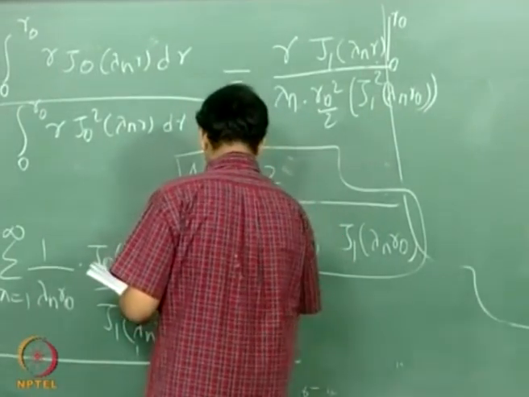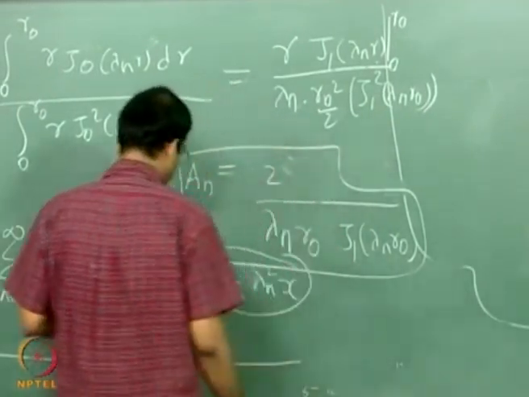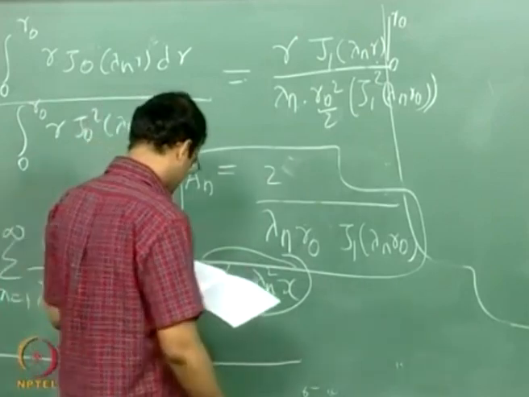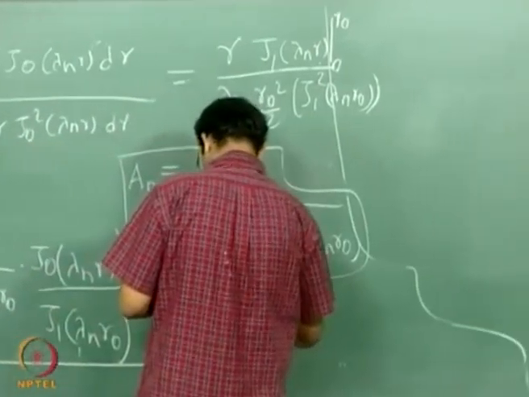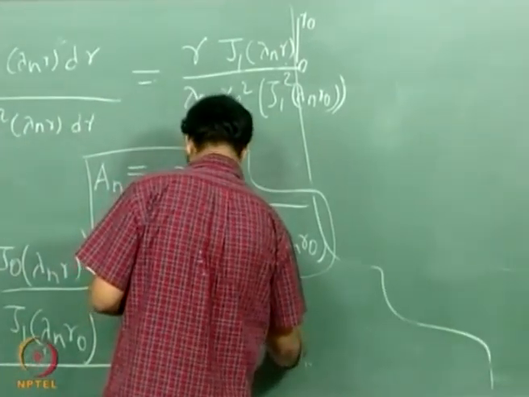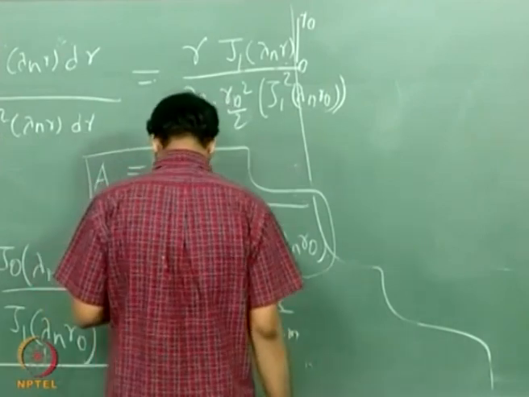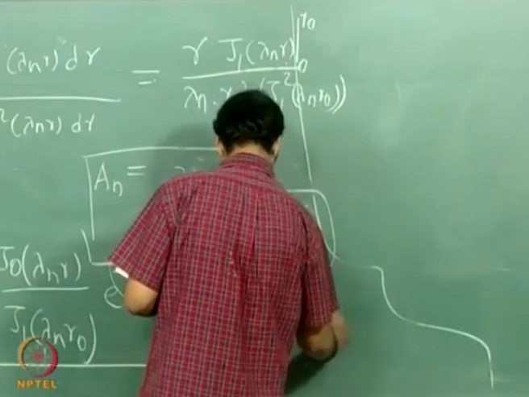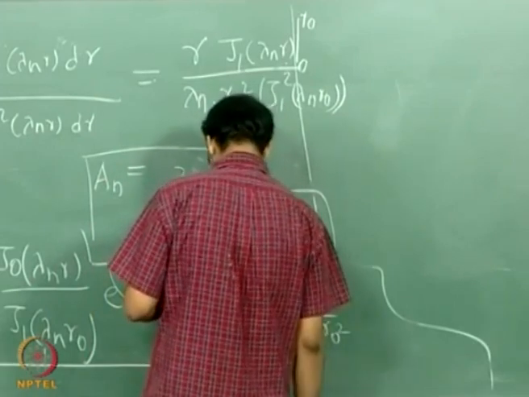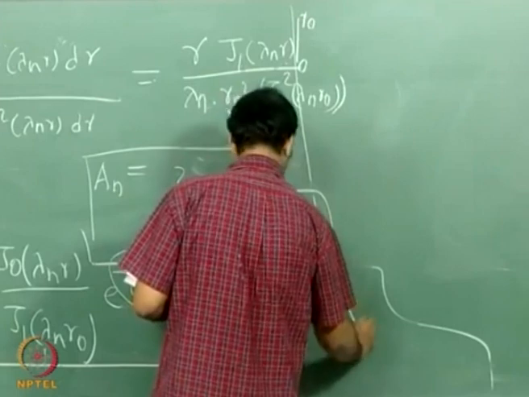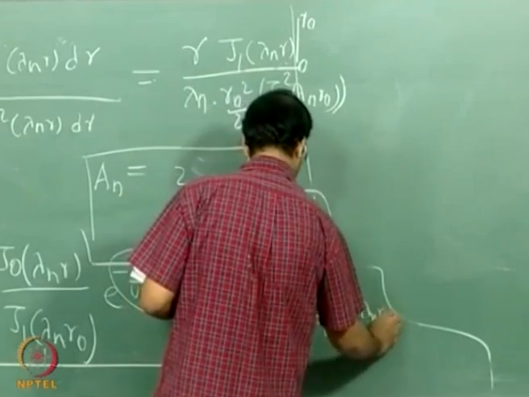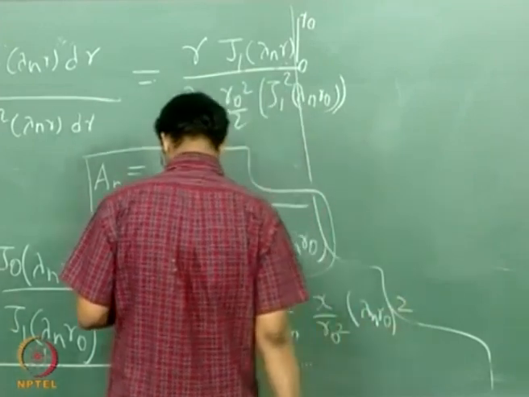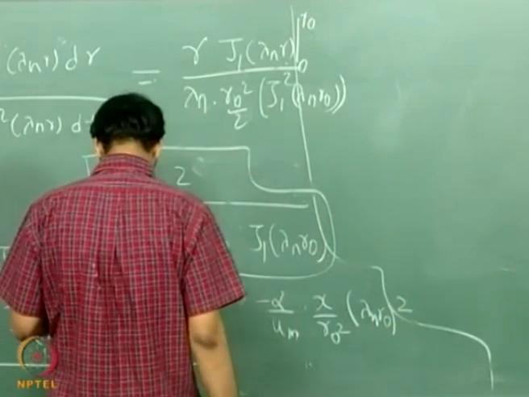I can write this minus alpha by lambda n square x as minus alpha by x by r naught square. So I am multiplying and dividing by r naught square, so lambda n r naught the whole square.